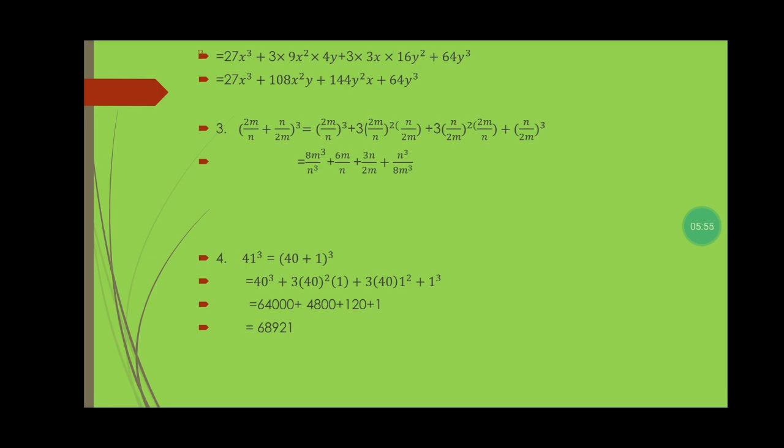What is left is 3 into 2m upon n, that is equal to 6m upon 2n. Similarly, when I simplify the third term, that will be 3n upon 2m plus n cube upon 8m cube. So this is the final answer.